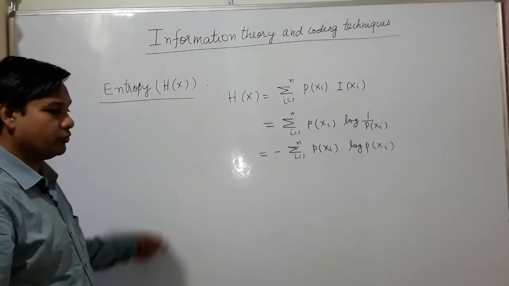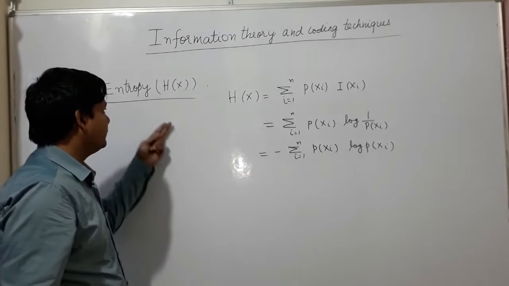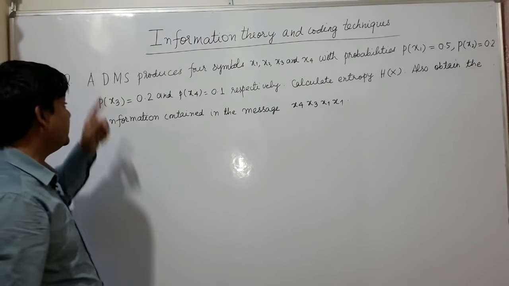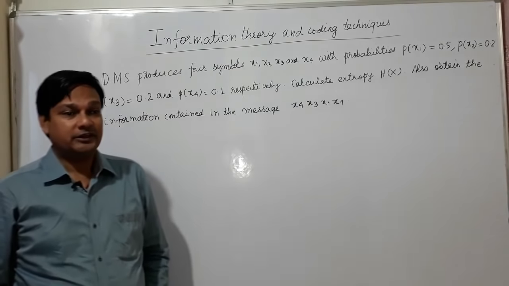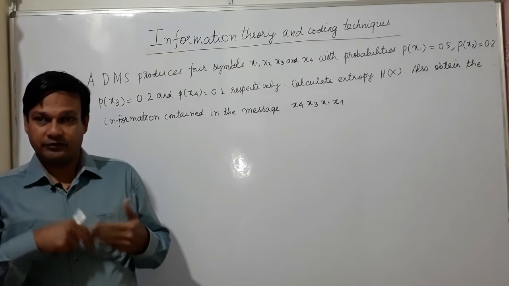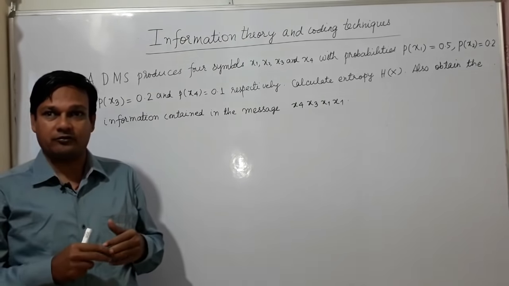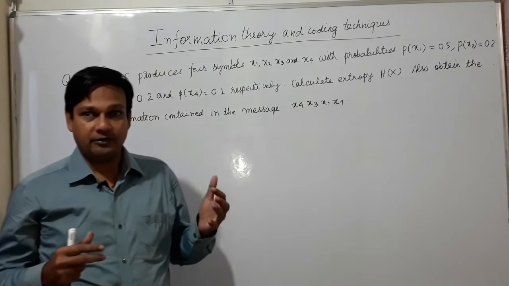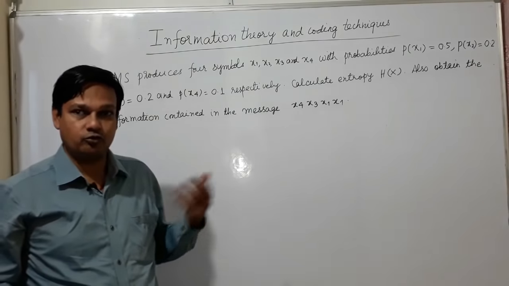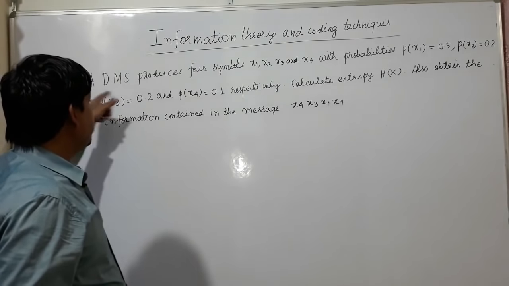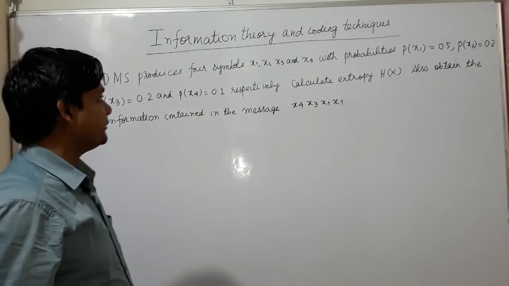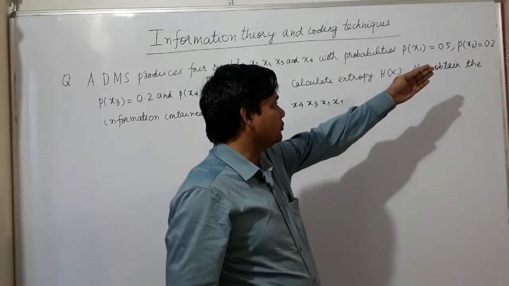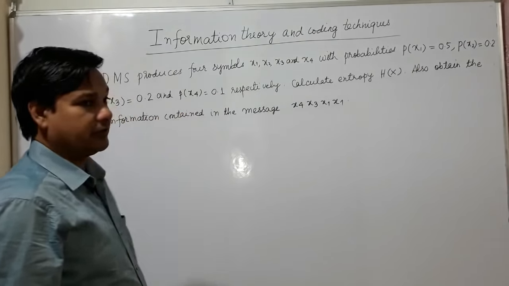Now we shall discuss some questions on entropy. There is one question: a discrete memoryless source. A discrete memoryless source is a source that is independent of events, meaning whatever it has emitted previously doesn't depend on what has happened and what is going to happen. So a DMS produces four symbols x1, x2, x3 and x4 with probabilities 0.5, 0.2, 0.2 and 0.1 respectively.